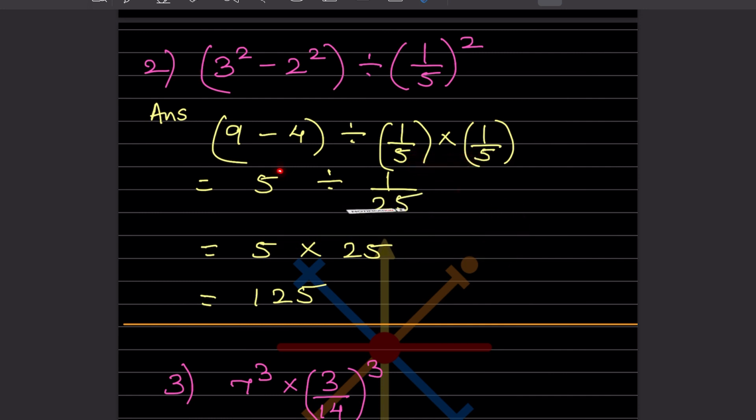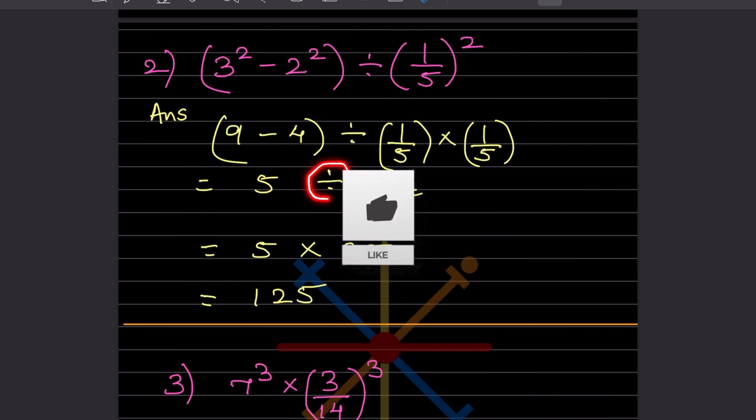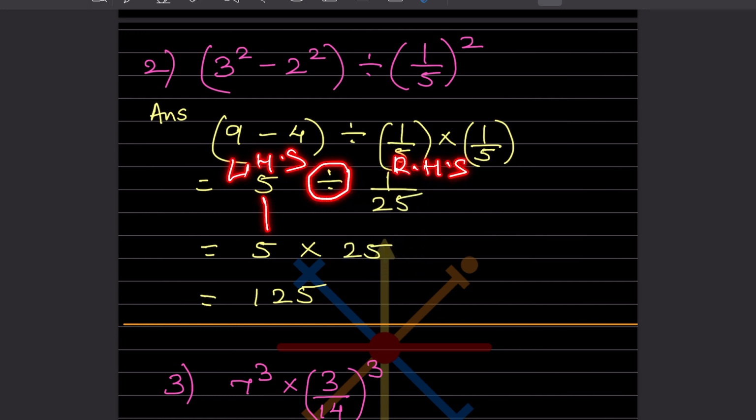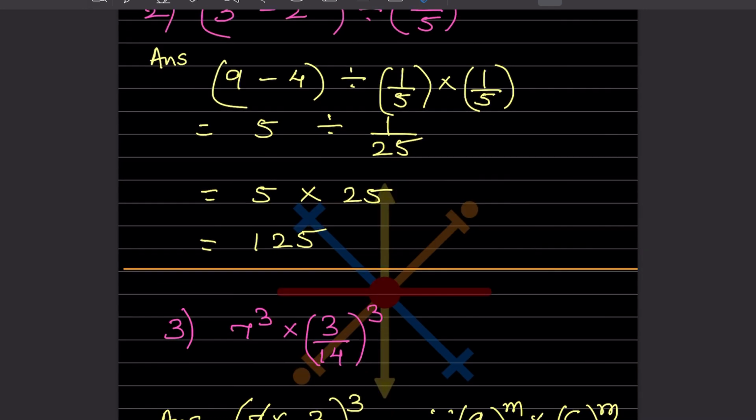And now look at here. Whenever you have such a type of problem and there is a division, this is the left-hand side and this is the right-hand side. Whatever the number on the left-hand side is going to be the same, but the division we have to multiply it. And since you have multiplied, this becomes the reciprocal. Means 25 goes up and 1 will go in the denominator. But that one doesn't make any sense over here. So now 25 into 5 into 25, that is 125.